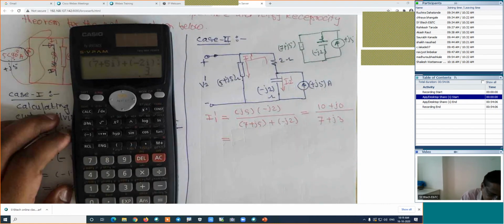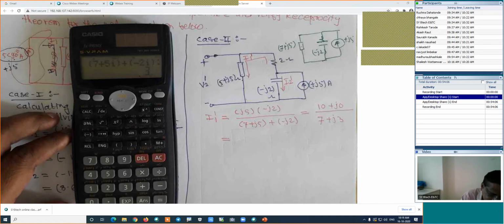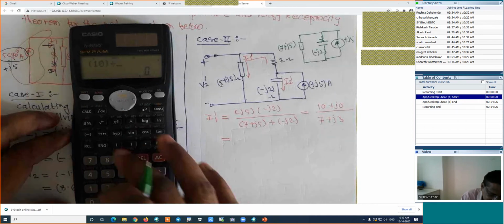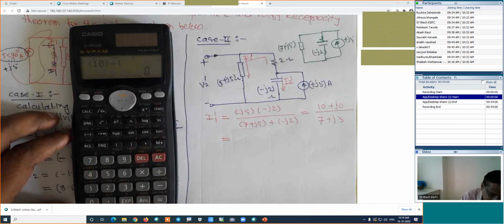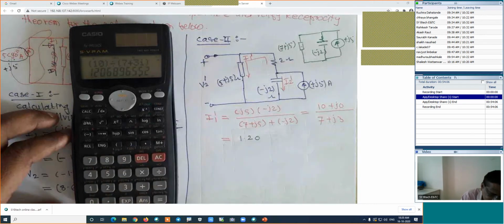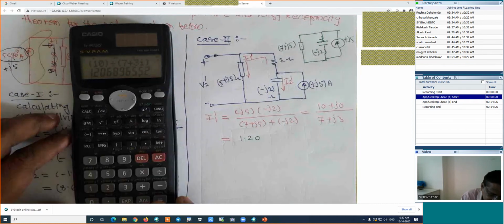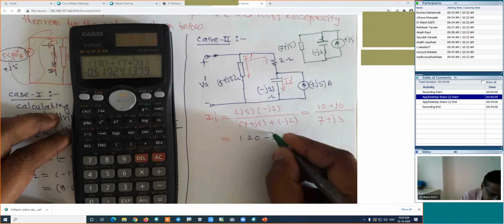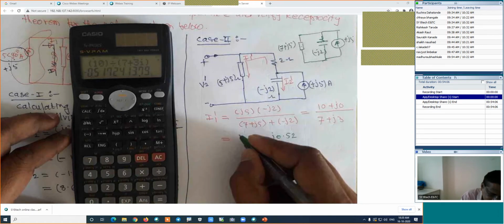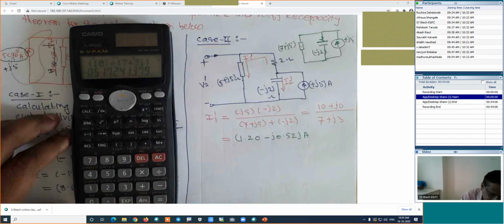If we calculate its current by doing the division, how will the division be? Start bracket 10 close bracket divided by start bracket 7 plus j3, this is 7 plus 3i, close bracket, is equal to, in this case its value will be 1.20 as the real part, and the imaginary part is minus j 0.52. I will take this in amperes as the current I1 dash. This is the current I1 dash.